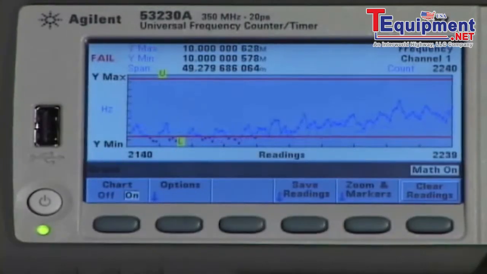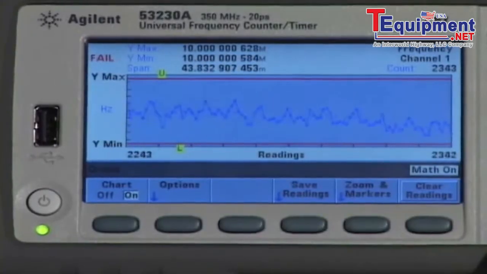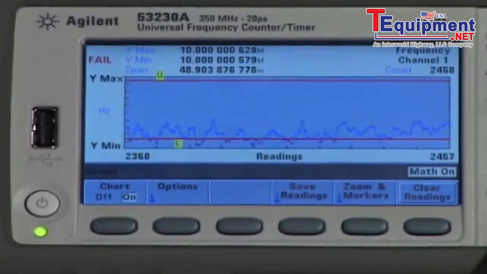If you find the signal is something that you really like, you can do a screen capture with the utility key, or you can use the saved readings and store those to a USB drive.